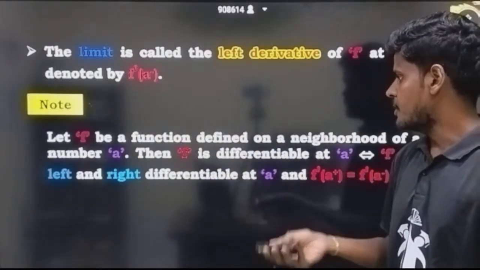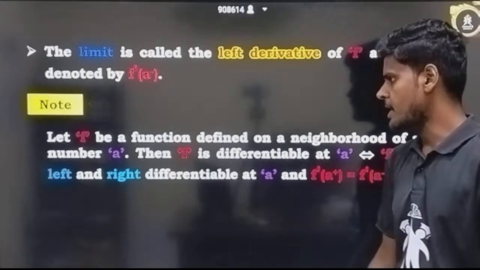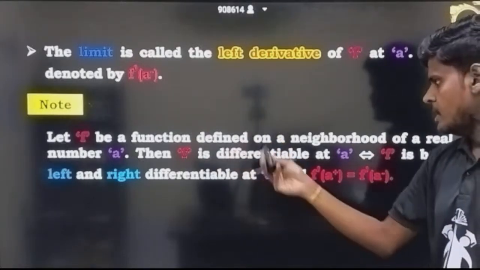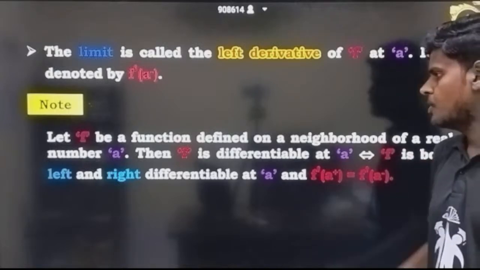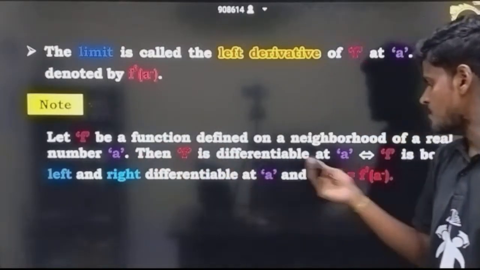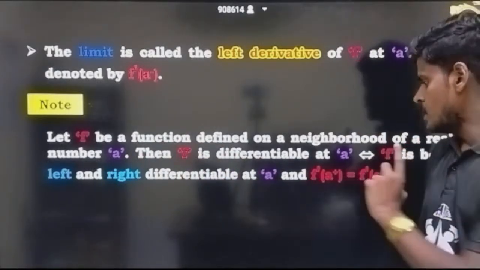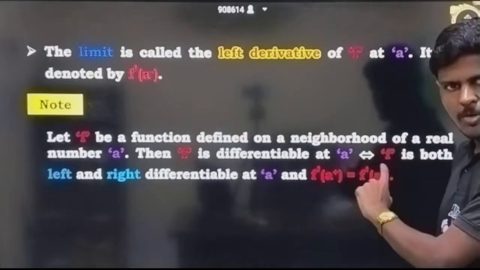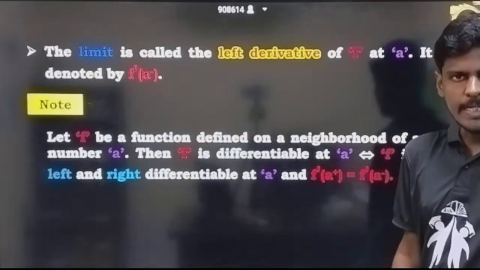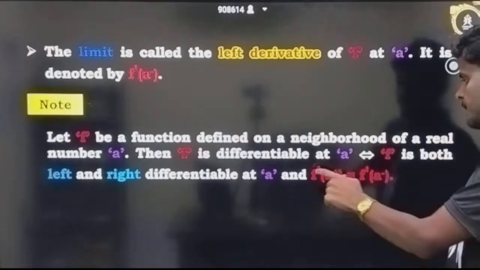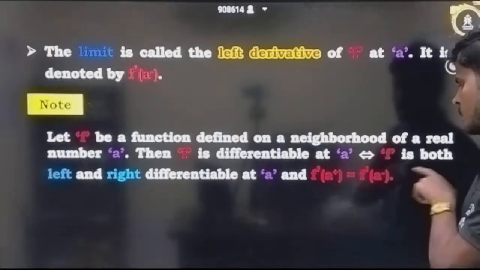Note, f is a function defined on the neighborhood of a real number a. Then f is differentiable at a implies f is both left as well as right differentiable at a. That means slope of left hand tangent and slope of right hand tangent both should be equal. Or left hand derivative and right hand derivative both are same. F dash of a plus equal to f dash of a minus.